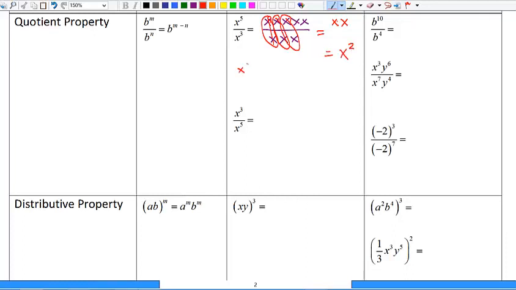So the fast way of writing this is just to take the top one minus the bottom one to get x squared.